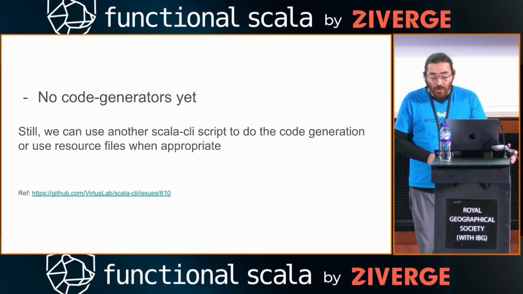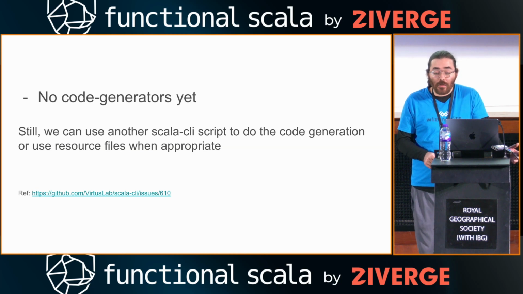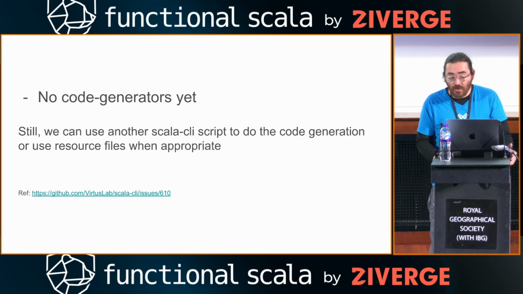The other potential blocker you might find is that there are no code generators yet. There is an open issue about that. So if you are using something like Protobuf, Smithy4S, or anything else like ScalablyTyped that might need a code generation step, Scala-CLI doesn't support that just yet. It's not necessarily bad. You can actually write a bootstrap script in order to do the code generation before compiling the application, and it works, but you need to be aware of that.